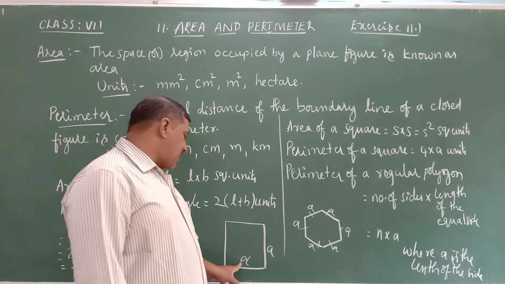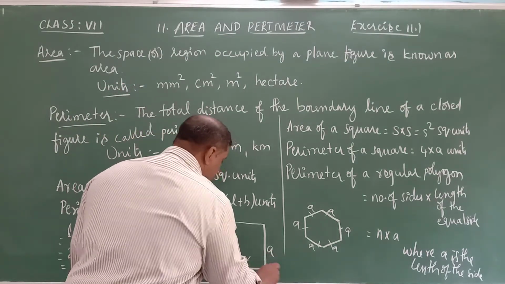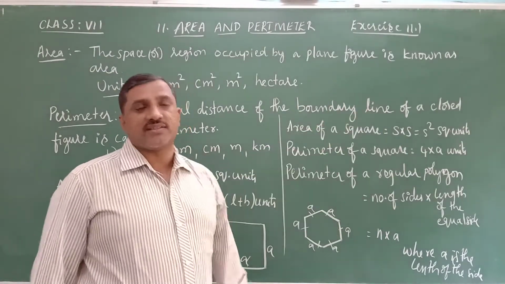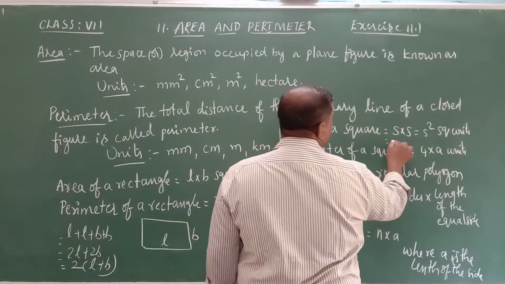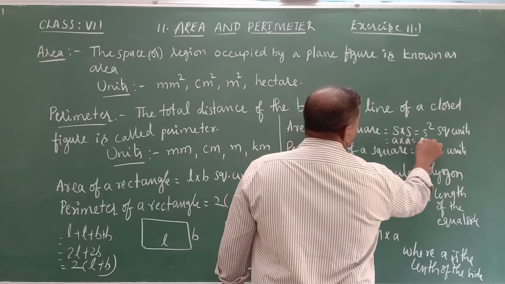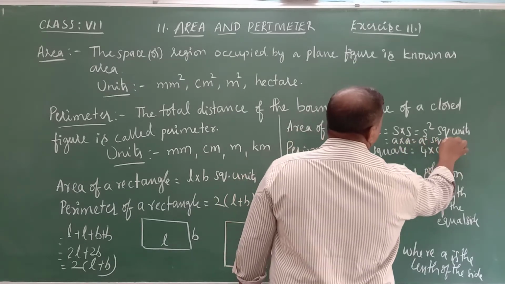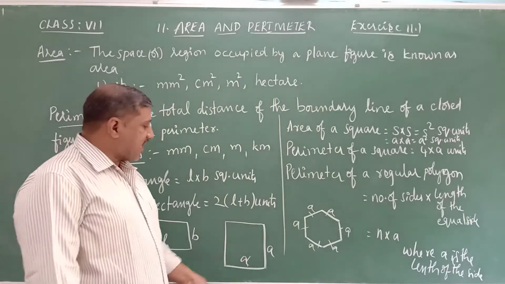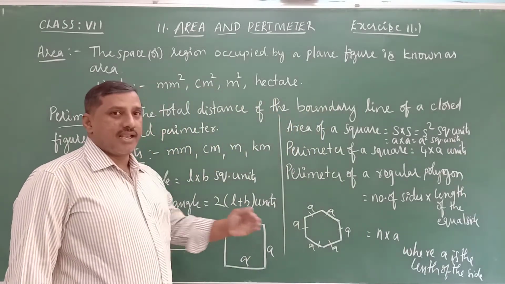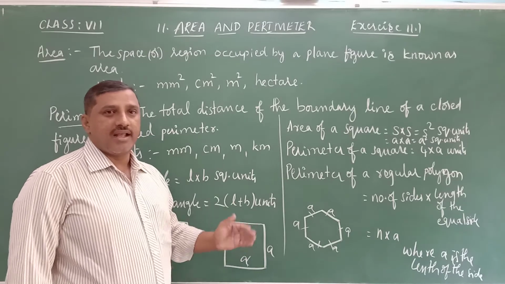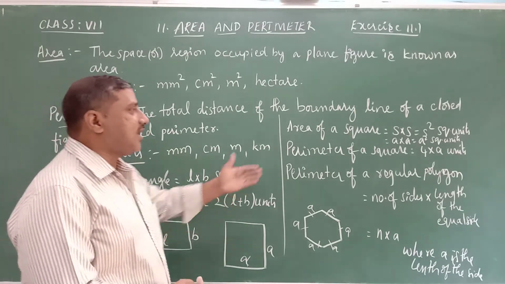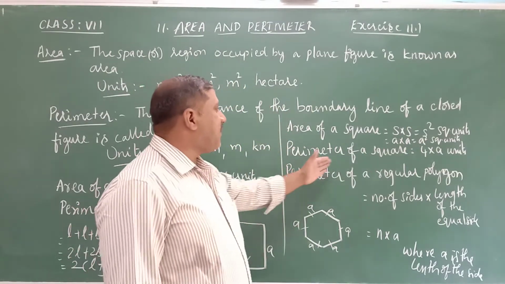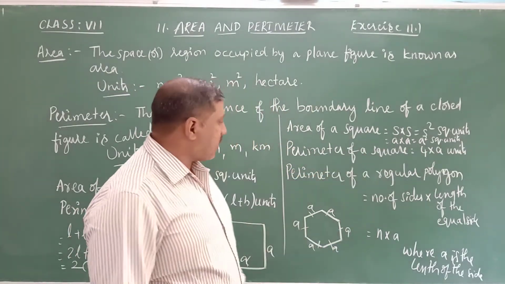So here length is A units, breadth is also A units. If I take it as A and A, we get A into A, that is A square units. Then what about its perimeter? Here all the four sides are equal. A plus A plus A plus A, adding we get 4A, that is 4 into A units. Perimeter of a square is 4 into A units.